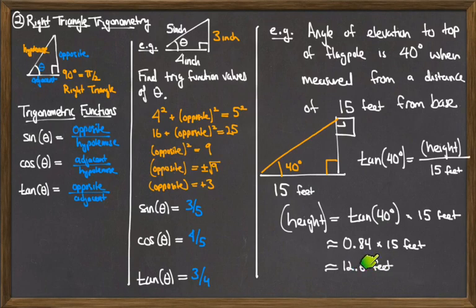Remember, this has no units attached to the tangent. The 15 feet was a length, so it has units attached, and so this tangent of 40 degrees is essentially some sort of scaling factor. We're going to take 84% of 15 feet to get about 12.6 feet, and so the flagpole is about 12.6 feet tall.